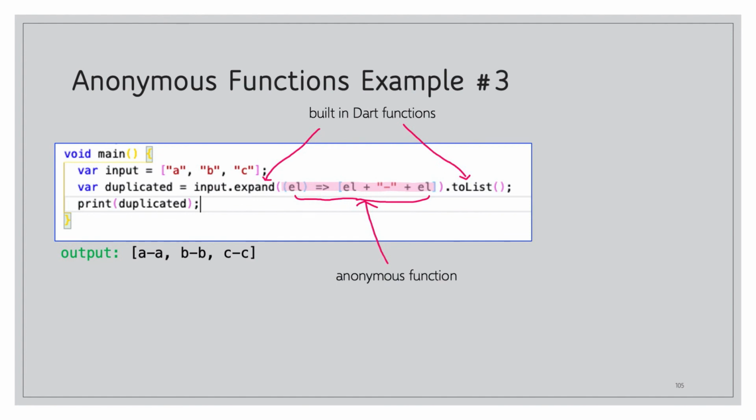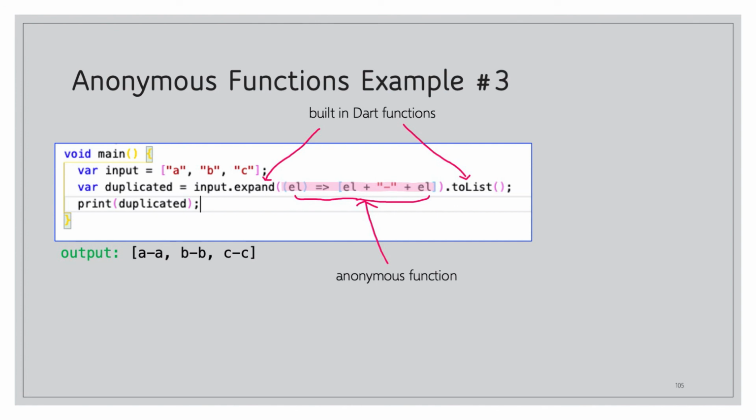I'm really focusing in on different examples for anonymous functions because you're going to see them a lot. And sometimes it's hard to recognize them, right? So I want to make sure that you become very familiar with them. In this particular case, we're using both the expand and the toList built-in functions for Dart. And in between, we're sandwiching in our anonymous function. So expand, much like forEach, is going to expect an argument in the form of a function. And anonymous functions are just perfect for that.